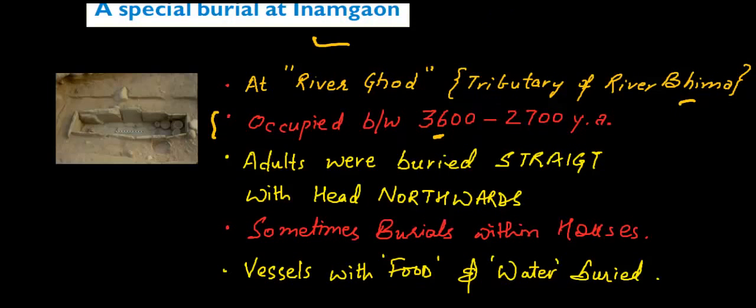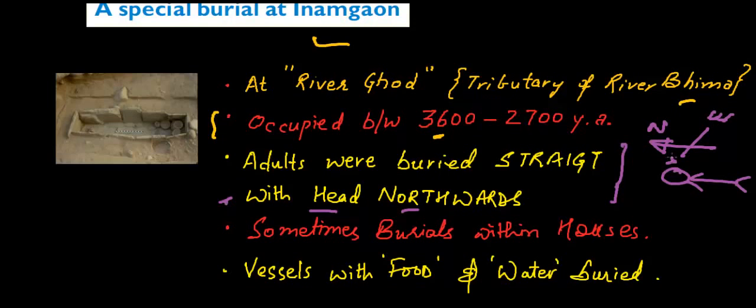The historians have found that the adults were buried straight in lines in the burial sites, with a particular tinge that their heads were always northward. That is, the person laying in the burial site, the head was always pointing towards the north. Here we have the east, and then here we have west and south. This could be the probable position that the historians have found.